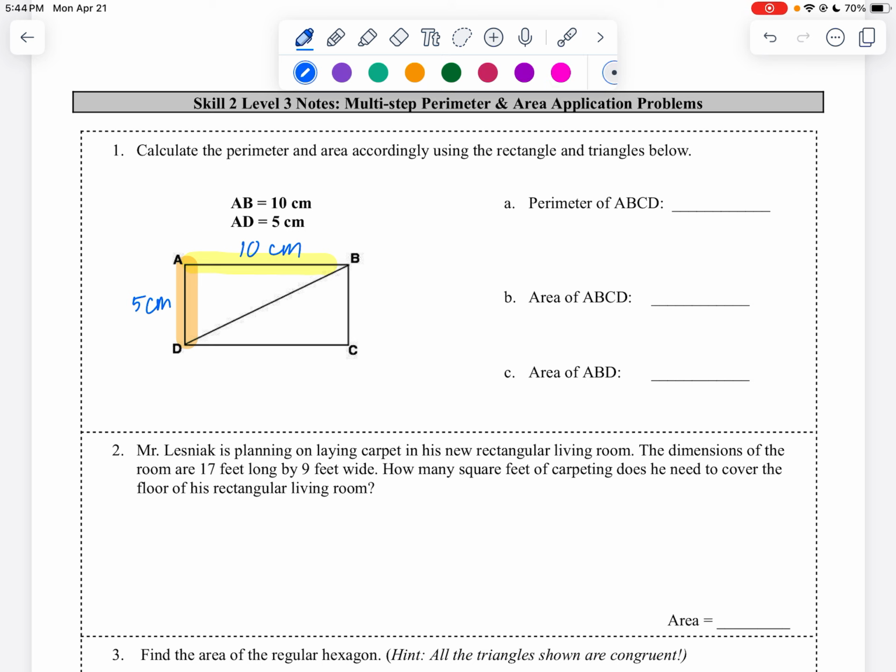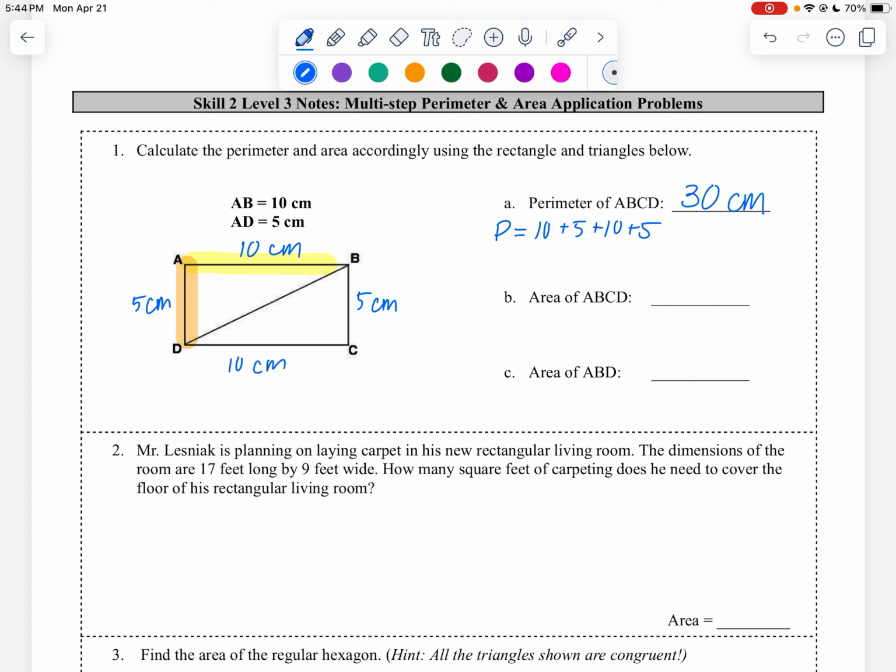If AB is 10 centimeters, then DC is also 10 centimeters. And if AD is 5 centimeters, then BC is also 5 centimeters. So to find the perimeter, I'm just adding it all up together. 10 plus 5 is 15, plus another 10 is 25, 25 plus 5 is 30. So my answer is 30 centimeters. This is all Skills 1.